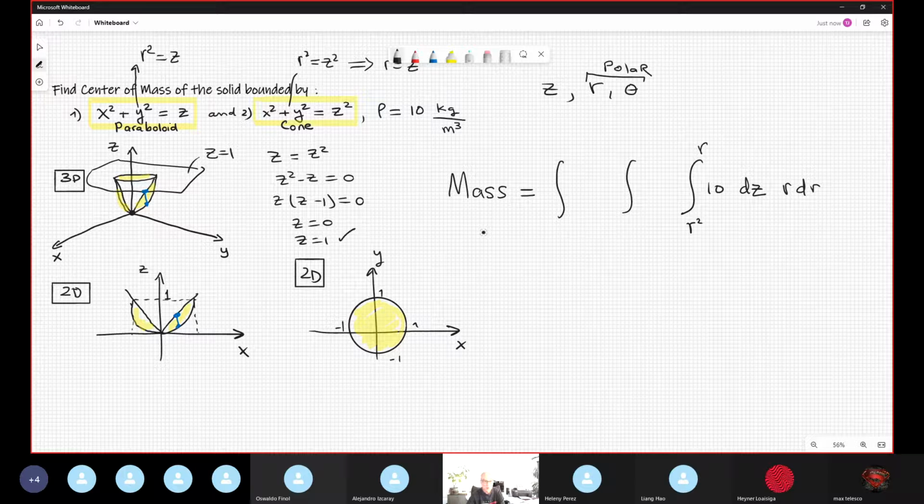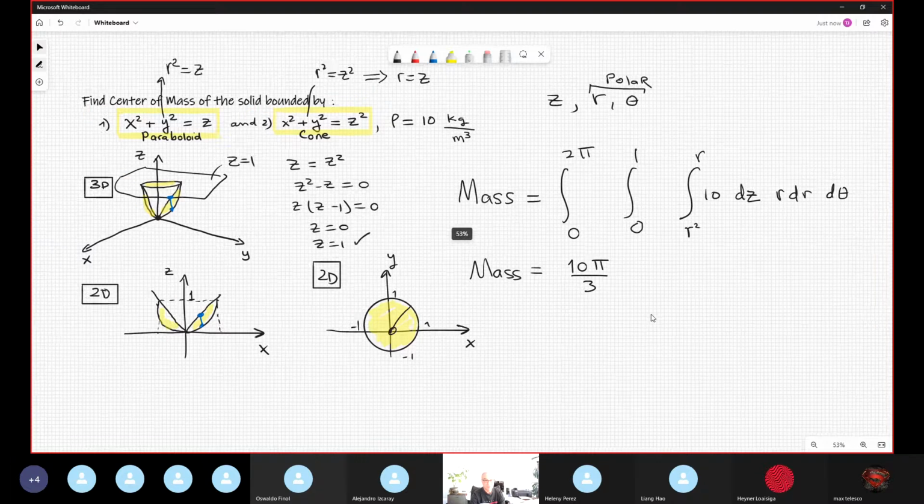R goes, in this view you see clearly, from 0 to 1. And theta is easy because it's a full circle, entonces from 0 to 2 pi. Okay, I want to skip, as always, the computation. You can use, I don't know, by hand, Wolfram Alpha. The answer is 10 pi over 3. Okay, this is the mass.